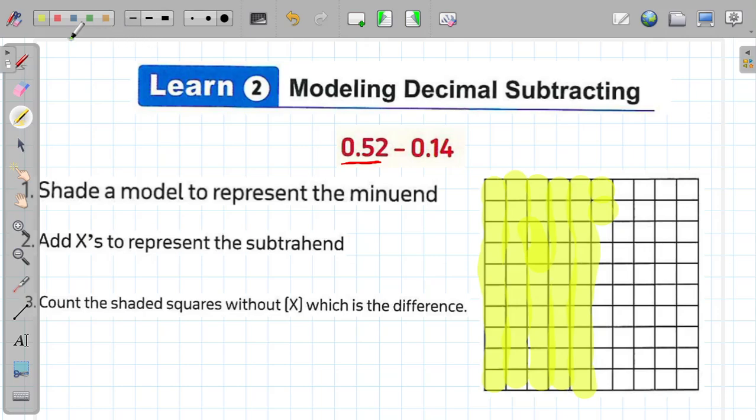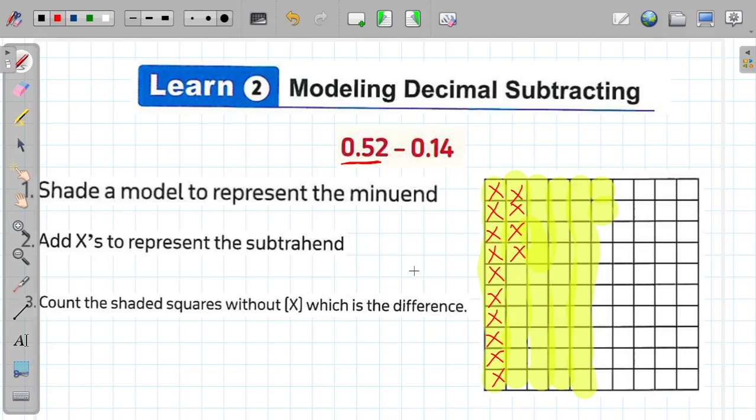Next, I will add some x's to represent the subtrahend or the second number. Okay, so I have here 14 hundredths or 14 parts of 100 or 0.14. So I will delete 14 parts of the model like this: 1, 2, 3, 4, 5, 6, 7, 8, 9, 10, 11, 12, 13, 14.